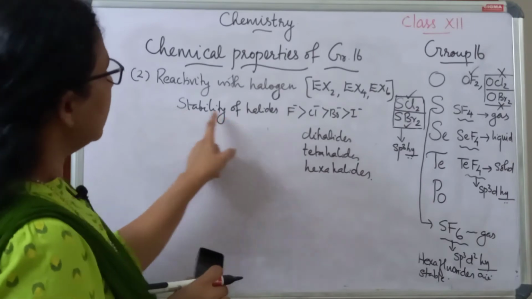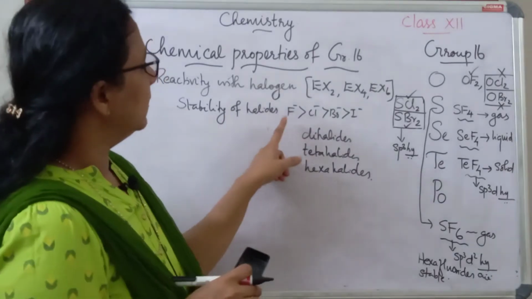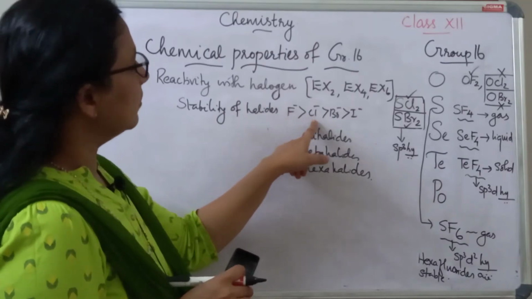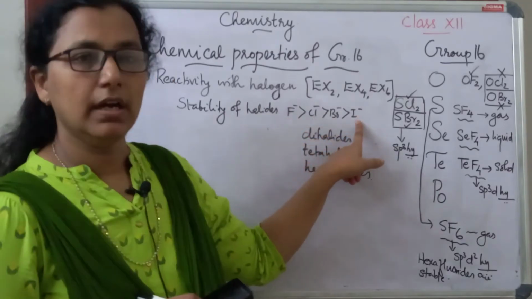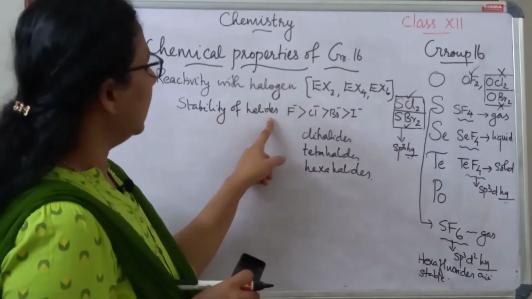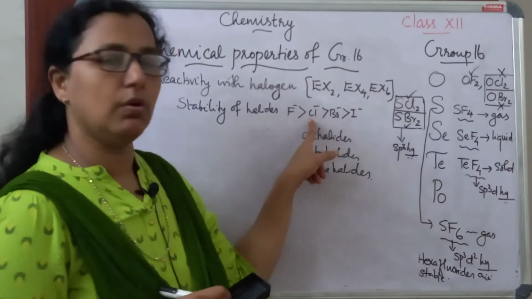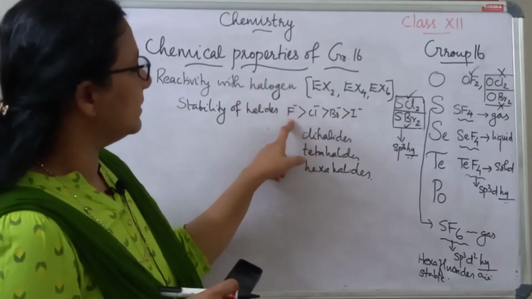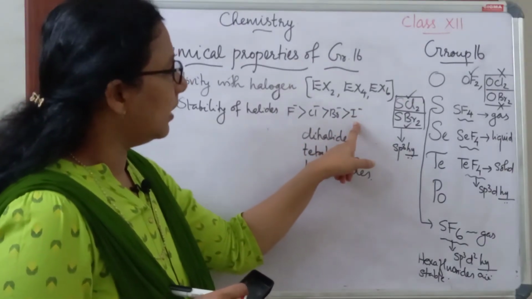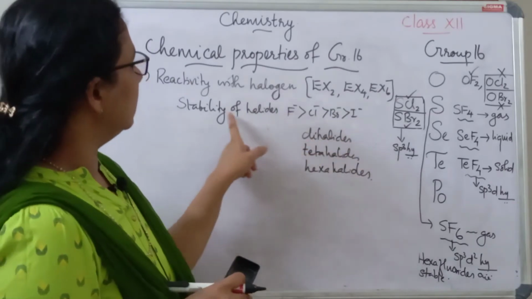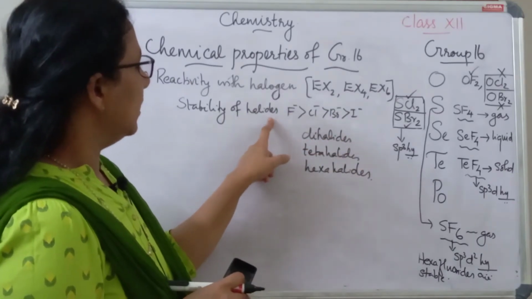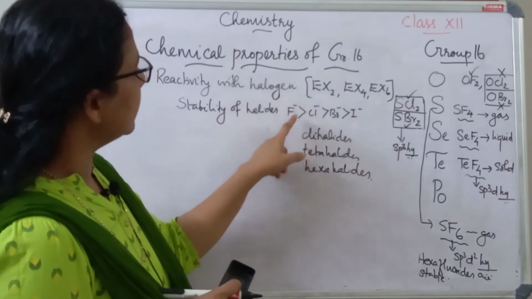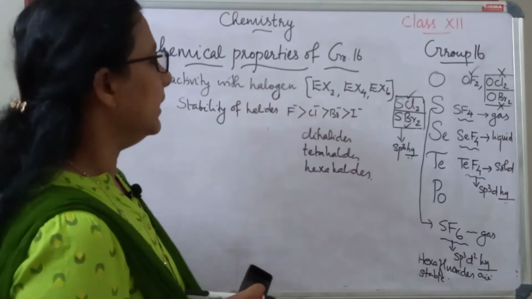While considering the stability of these halides, it will be in the decreasing order of fluorides, chlorides, bromides and iodides. So the stability of halides decreases in this order. So fluorides will have more stability and iodides are less stable. So stability of halides decreases in this order, that is fluorides, chlorides, bromides and iodides.